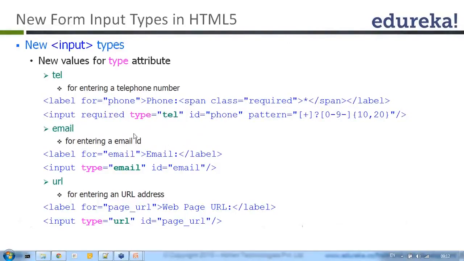The way this type information is used by the browsers, especially on smartphones, is that depending upon what input the user is entering, only the keys required to enter that input will be displayed on the screen, so that you don't get distracted and you have all the keys required. For example, when you're entering a telephone number, you have to specify type equal to tel. Note that it is not telephone, it is just tel. Tel stands for telephone.